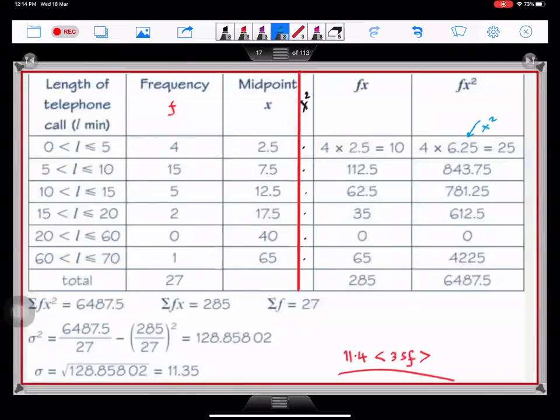Also keep in mind that standard deviation is dependent on the mean. So even if the examiner only asks for the standard deviation, you have to calculate the mean anyway.